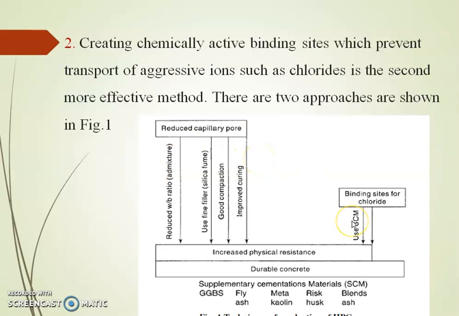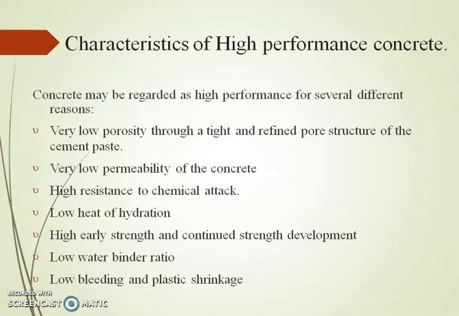The second method is by creating chemically active binding sites, that is binding sites for chlorides, which prevent the transport of aggressive ions like chlorides. This is the second most effective method. By means of these two approaches, you will be able to increase the physical resistance so that you will get a durable concrete with the help of supplementary cementitious materials like GGBS, fly ash, metakaolin, rice husk ash, and blended ash also.